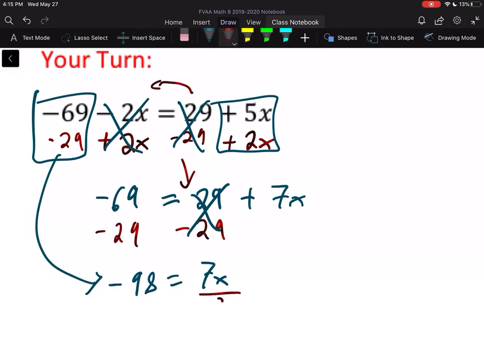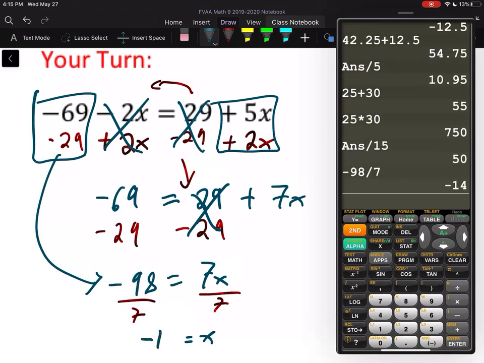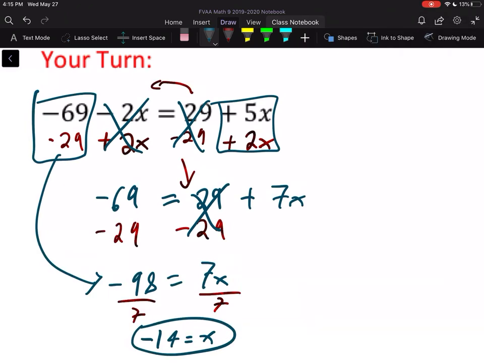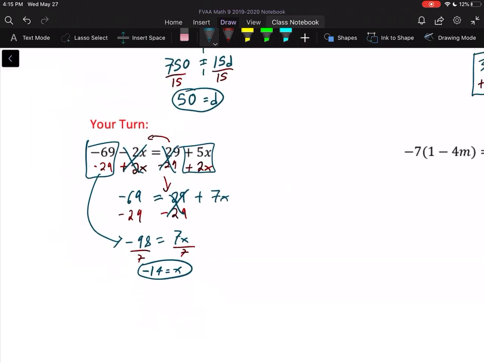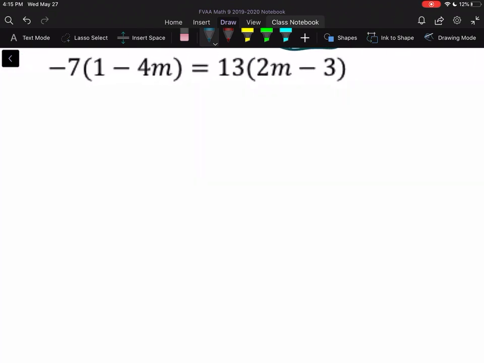All right, divide by 7, divide by 7. X is equal to negative 98 divided by 7 is negative 14. And that's your answer. Okay, again, doesn't matter which side the variable is on, left or right. Just make sure you're isolating the variable on one side and the constant on the other. Let's try this question. Here, it doesn't make sense to divide both sides, for example, here by negative 7, because negative 7 does not go well into 13.